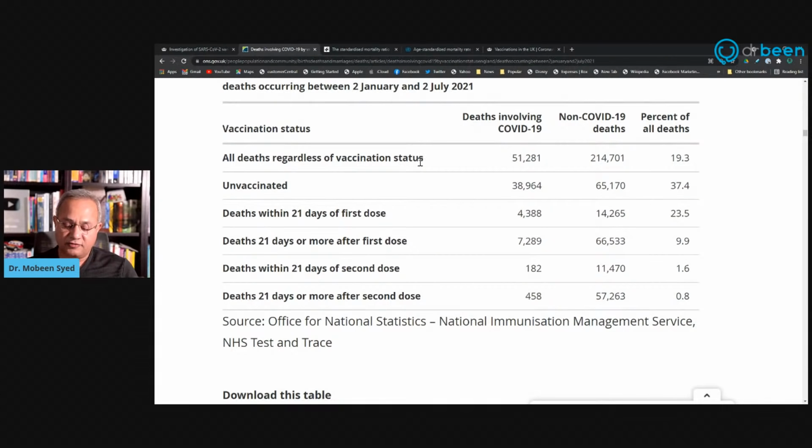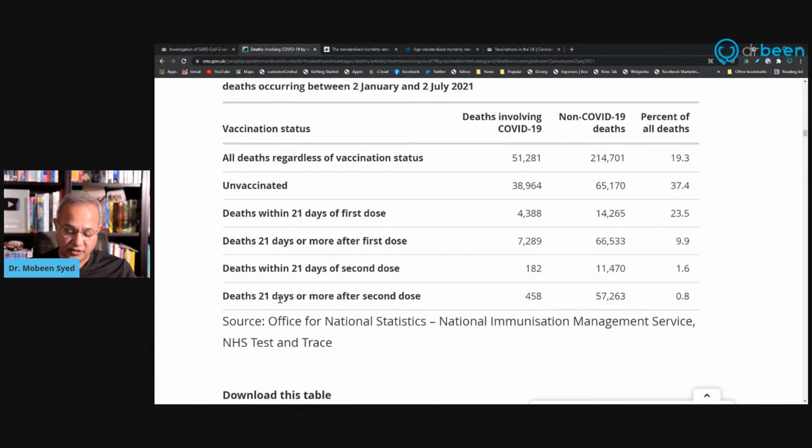All deaths, regardless of vaccination status, 51,281. This is from 2 January to July 2. Non-COVID deaths during this time, 214,000. The percentage of COVID deaths to the non-COVID, 19.3%. Unvaccinated folks from, again, 2 January to 2 July, unvaccinated had 38,964 deaths. Non-COVID, 65 in unvaccinated. So 37%.